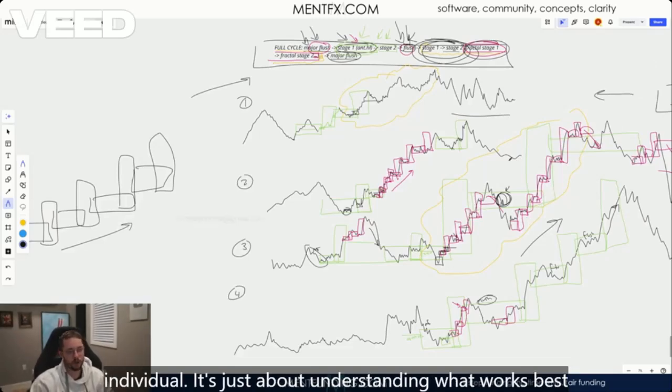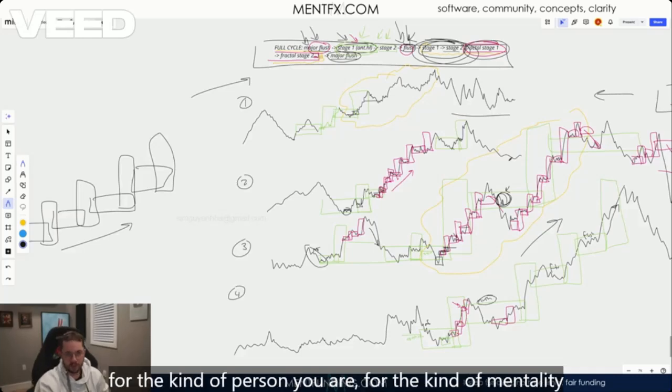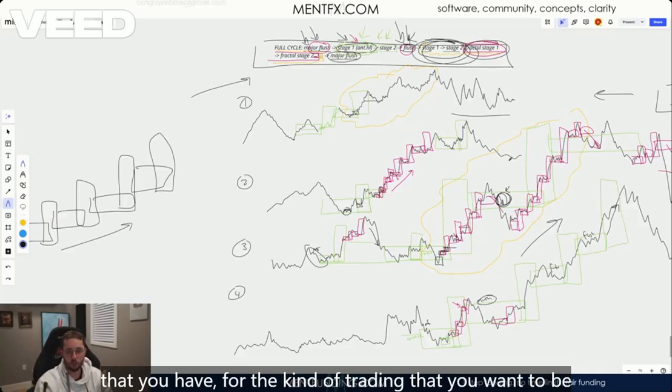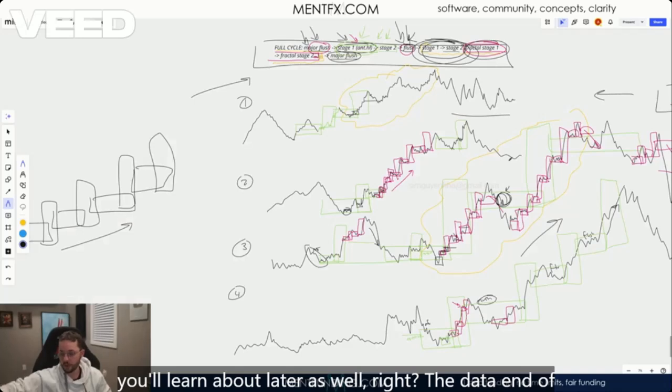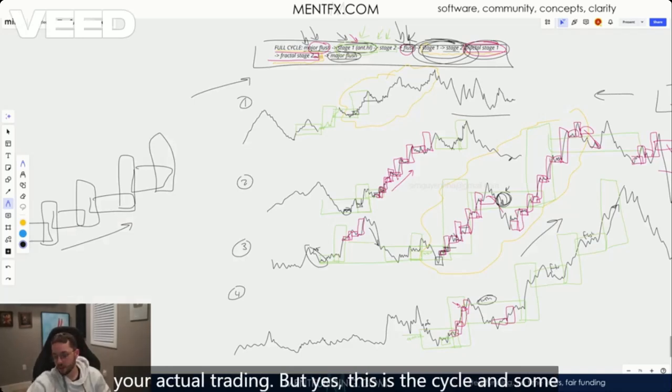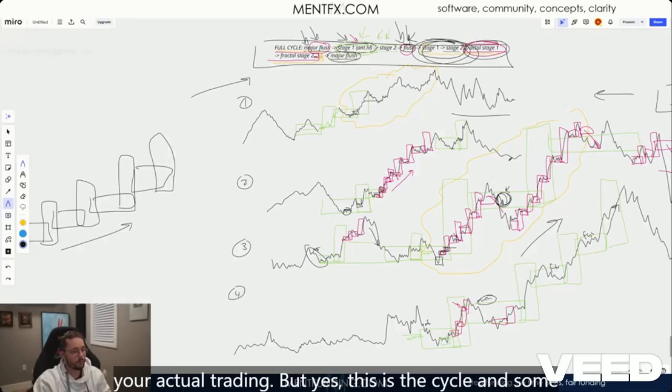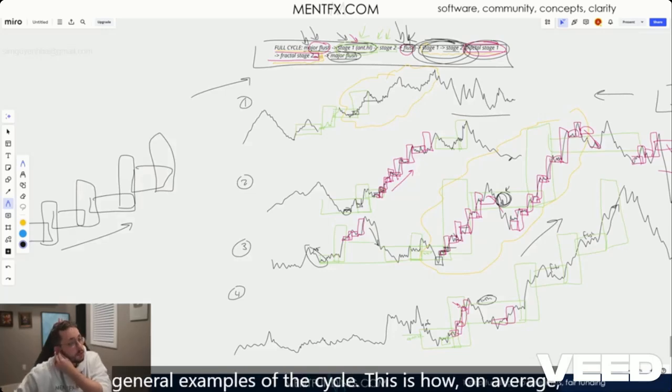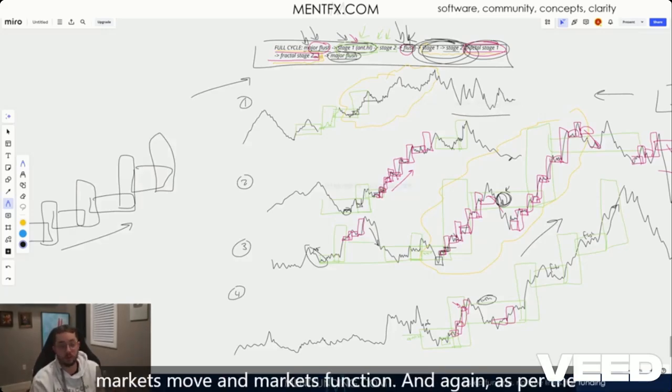It's just about understanding what works best for the kind of person you are, for the kind of mentality that you have, for the kind of trading that you want to be doing, and for what your own data says, which is something you'll learn about later as well, right? The data end of your actual trading. But yes, this is the cycle and some general examples of the cycle. This is how, on average, markets move and markets function.